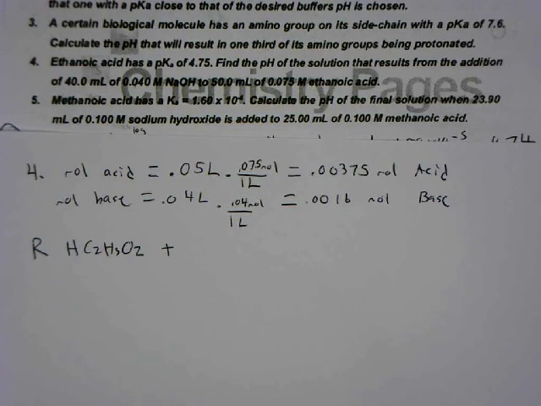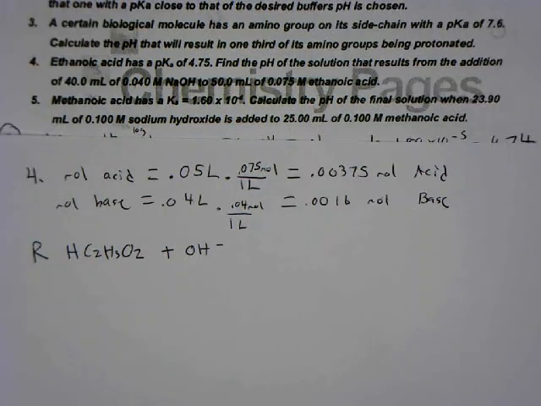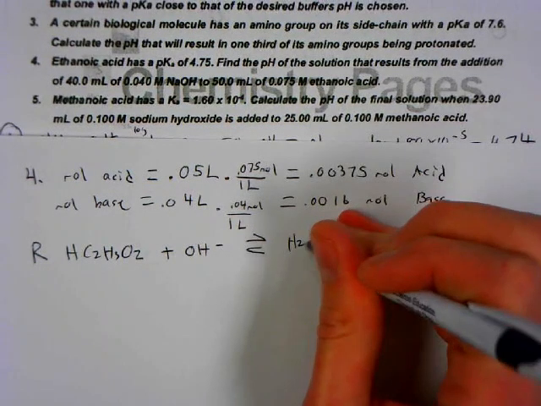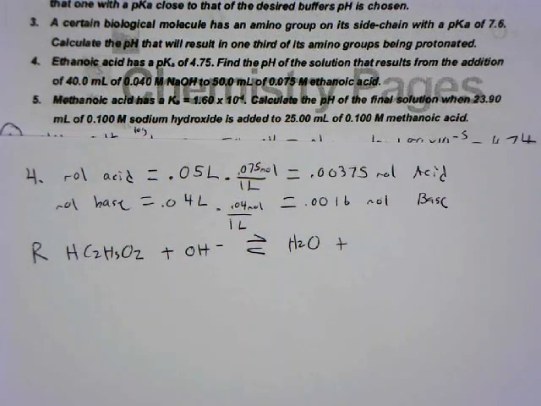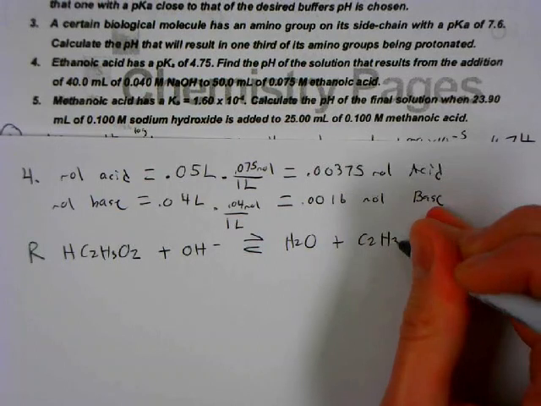Plus, do I care about the Na? Probably not. The Na is really just a spectator ion. It's unnecessary. It's really just the OH minus, because if it's NaOH, it's a strong base. It's completely dissociated, right? So all of the hydroxide went to the hydroxide.